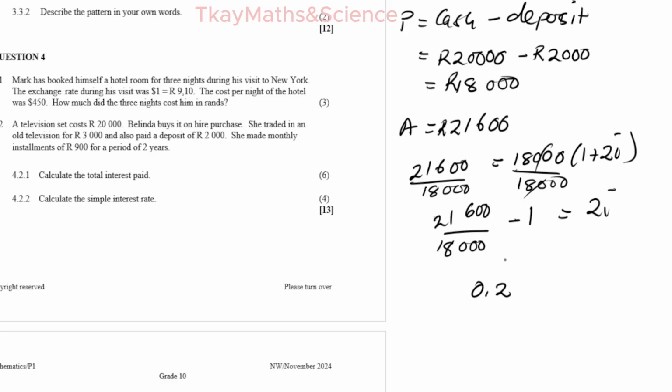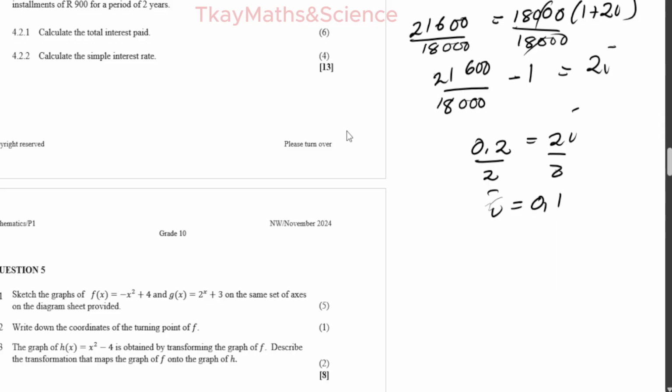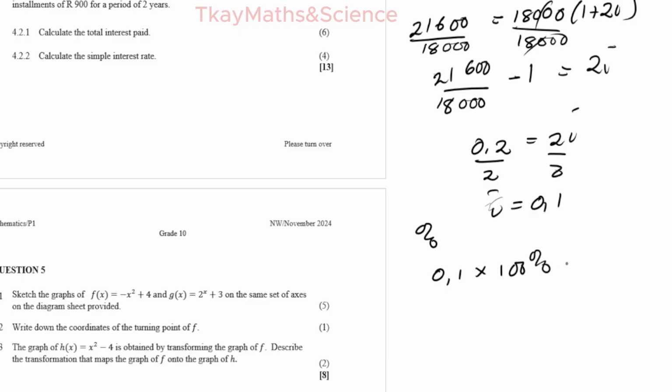So 0.2 is equal to 2i. Divide by 2 on both sides. What's going to be our i? Our i is equal to 0.1. So our interest as a decimal is 0.1. As a percentage, you just multiply it by 100%, because it's always given as a percentage. It's much simpler that way.